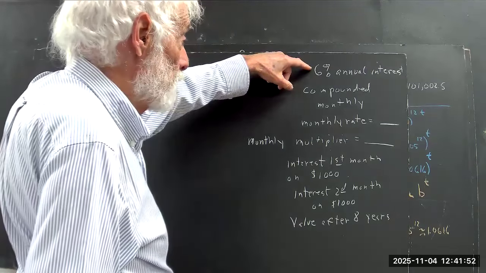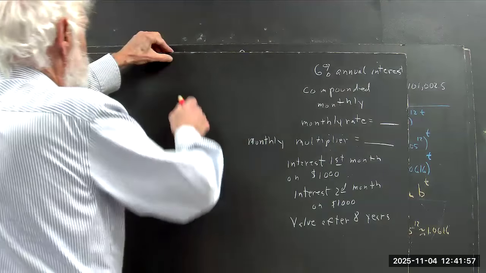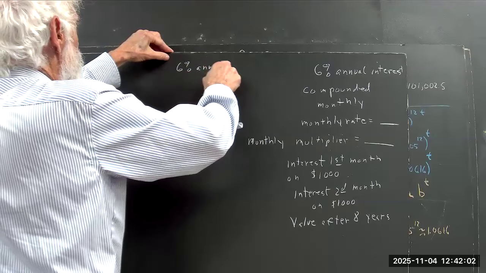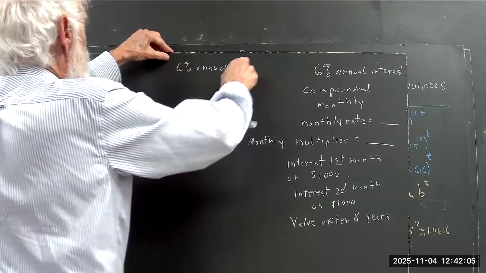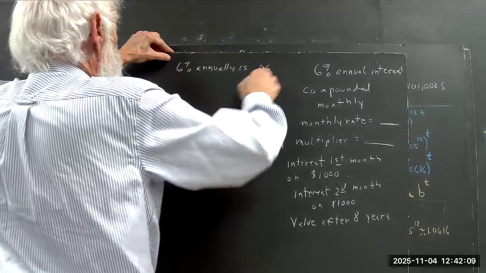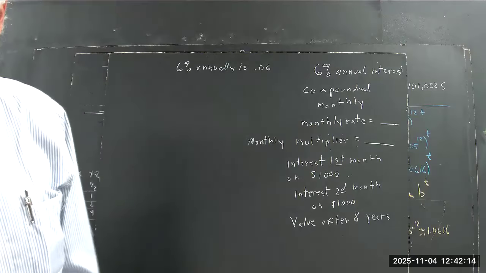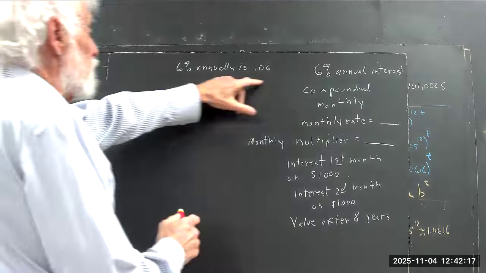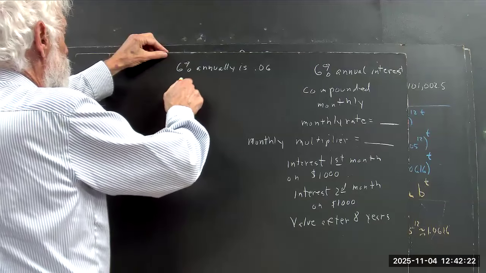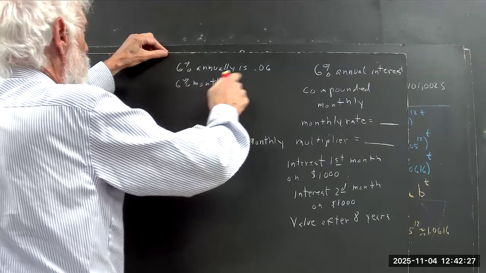Okay, so anyhow, it's 6% annual interest compounded monthly. Well, what's the monthly rate? First of all, we don't want to deal with the percent signs. We're going to change the percent to 0.06, and I think everybody knows that. So 6% annually is 0.06. I think most of you got this.